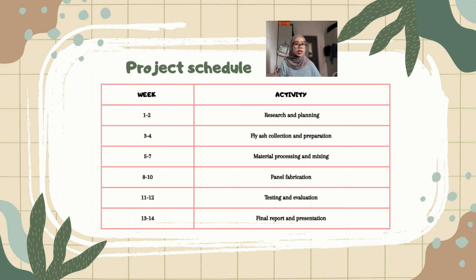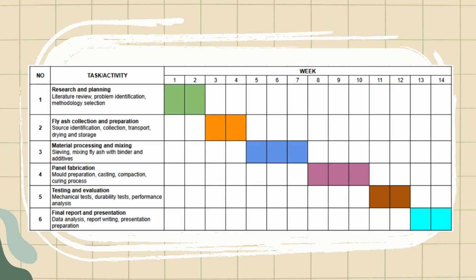During weeks 8 to 10, we start to fabricate the composite panels. Next, in weeks 11 and 12, we perform testing and evaluation to determine the panel performance. Finally, during weeks 13 and 14, we complete the report and prepare for the final presentation. This schedule helps ensure that every task is completed on time and according to the project objectives.